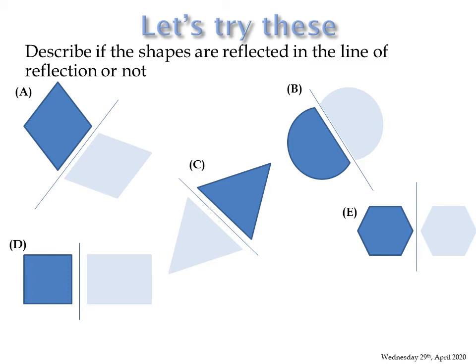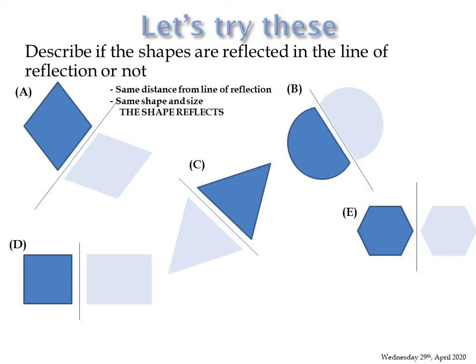All right, let's see shape A. Now look at shape A. Here is the actual shape. All the ones in deep blue are the actual shapes. This is our line of reflection. And this is the reflection. Now, do you see that the shape is not changed in form, not changed in size, and it has the same distance from the line of reflection? So can we say that it is reflecting? Yes, same distance from the line of reflection, same shape and size. So we can say the shape reflects.